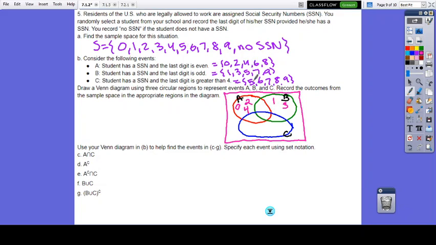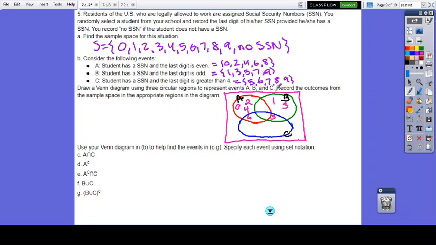5, my next number there, is in B and C, but not in A. So I want to find where B and C cross, but not A, and this is where I'm going to put my 5. Okay, 6, my next number there, is in A and C, but not in B. So I find A and C where they cross, but not B. It's right here. So that's going to be 6.